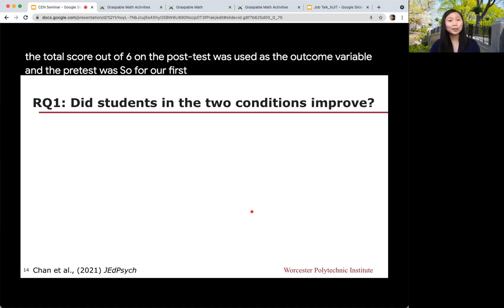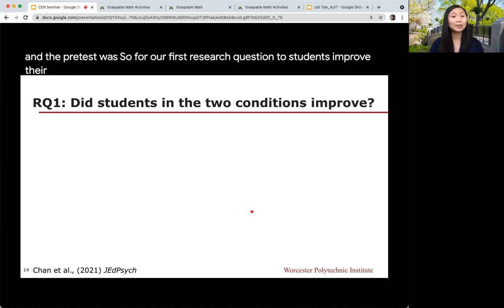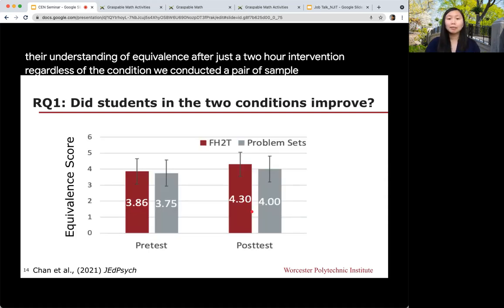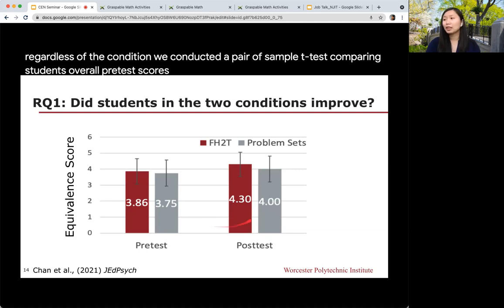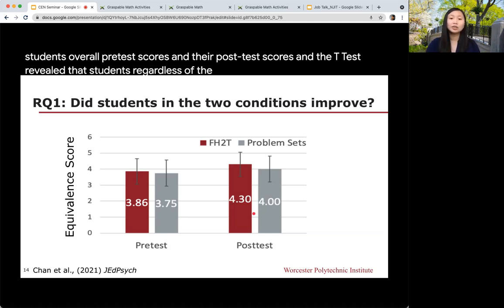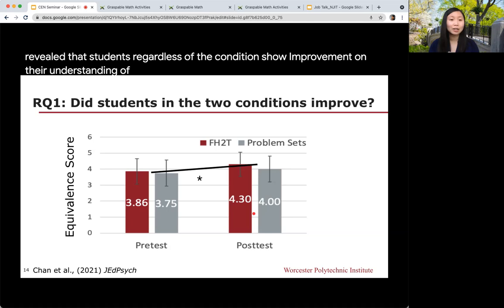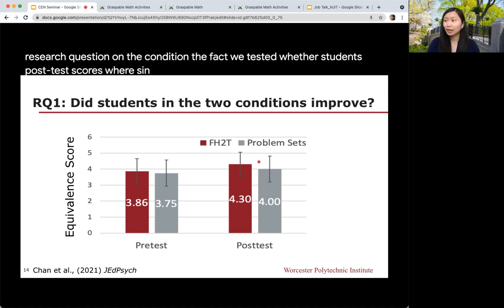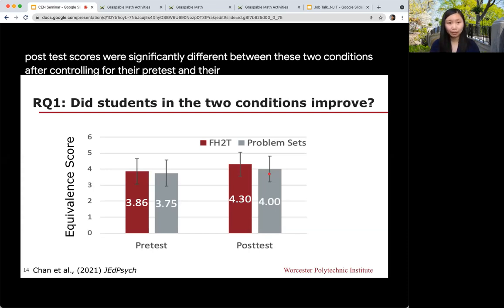So for our first research question, did students improve their understanding of equivalence after just a 2-hour intervention, regardless of the condition? We conducted a paired sample t-test comparing students' overall pre-test scores and their post-test scores. And the t-test revealed that students, regardless of the condition, showed improvement in their understanding of math equivalence from pre-test to post-test. To answer our second research question on the condition effect, we tested whether students' post-test scores were significantly different between these two conditions after controlling for their pre-test and their demographic variables.